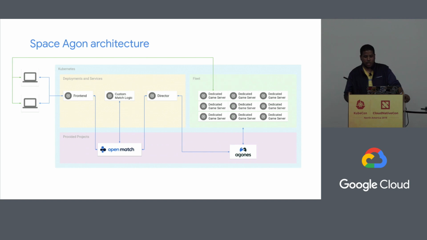Once the match proposal is set, the director will communicate to Agones, create a dedicated server for your two players to connect to, and then that information is passed back to the director, which then passes all of that information back to the front end, the Open Match front end, excuse me. And once all that information, your updated ticket, your server that you're going to be connecting to is updated in the front end, it's passed along to your clients. And your clients will then be able to connect to your dedicated game server.